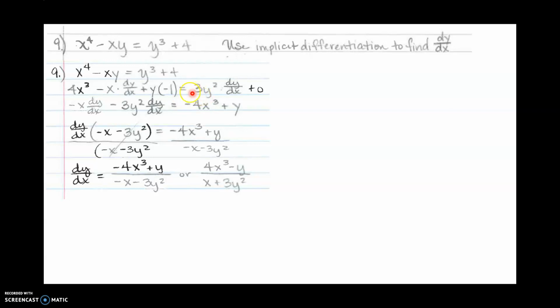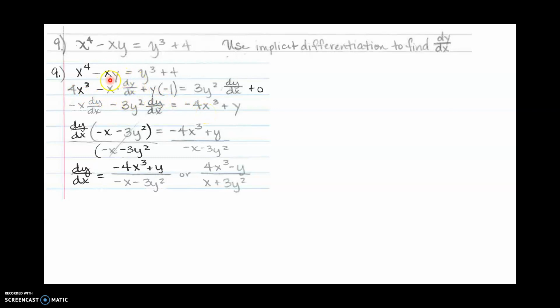Then I'm going to come over to the other side. The derivative of y cubed is going to be 3y squared, and I'm going to leave a dy/dx in there because, again, I took the derivative of y. And then the derivative of 4 is 0. Next, I want to get anything that has a dy/dx in it on the left-hand side and everything else on the right-hand side. So this first term does not have a dy/dx in it, so I'm going to subtract it over to the other side.